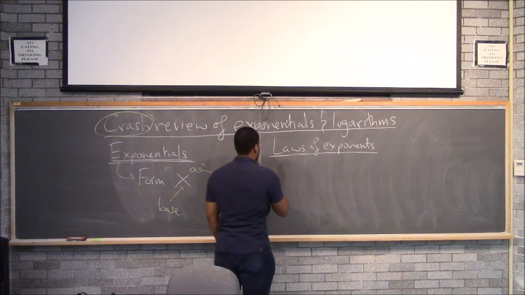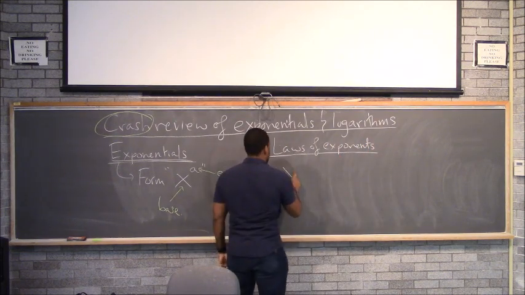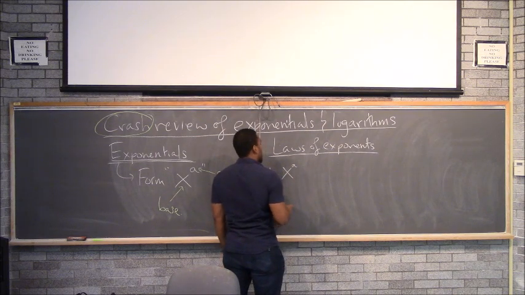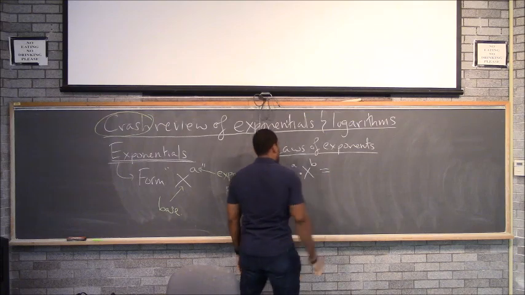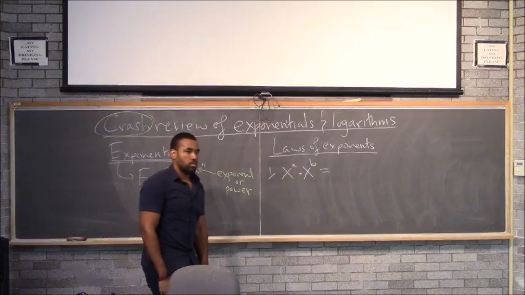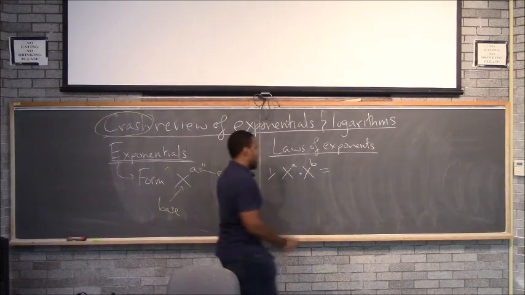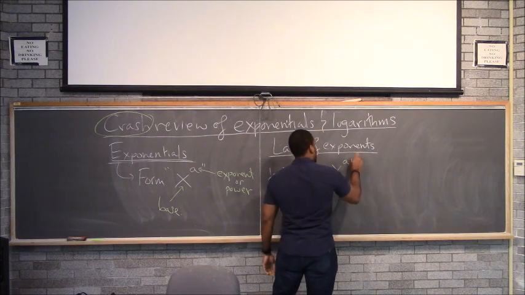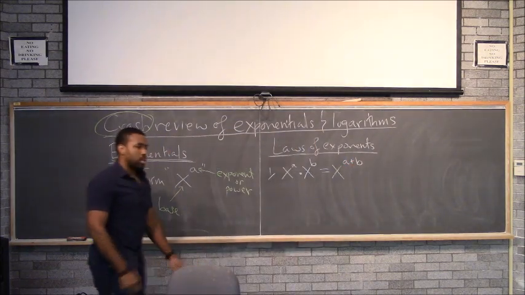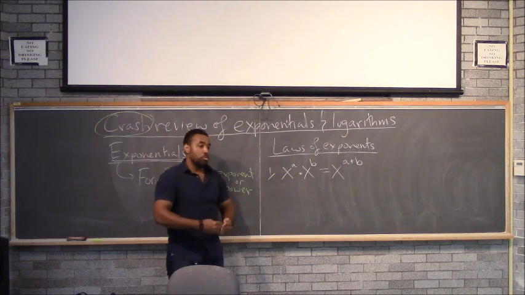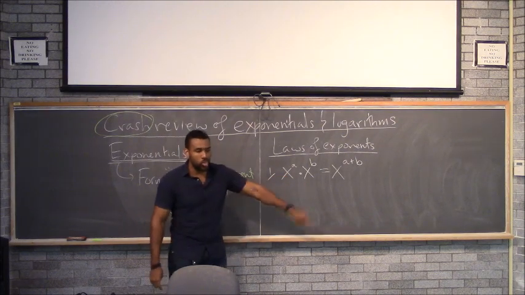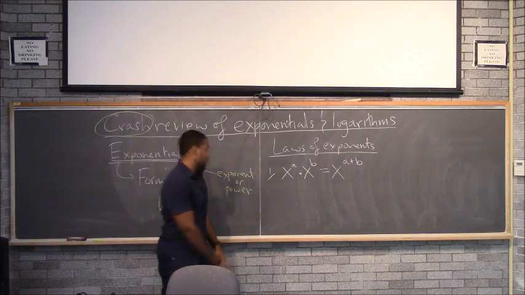So start with 1. If I have something that looks like x to the a, and I multiply something that looks like x to the b, what is the result? You add the powers. Multiply things with the same base, you add the powers, right? And this is because this is x multiplied by itself a times, this is x multiplied by itself b times. In total, you'll have a plus b, x's multiplying.